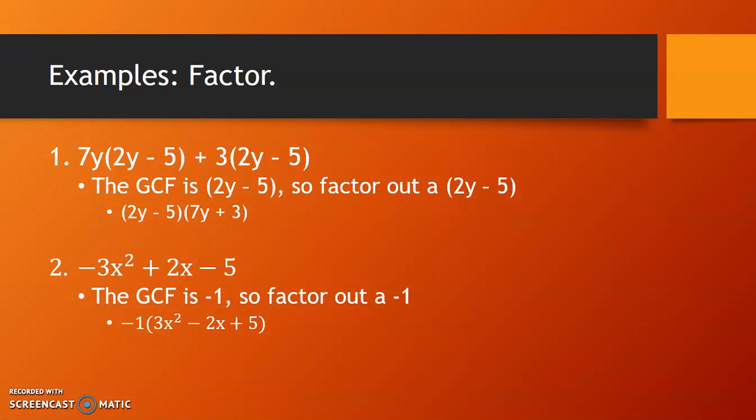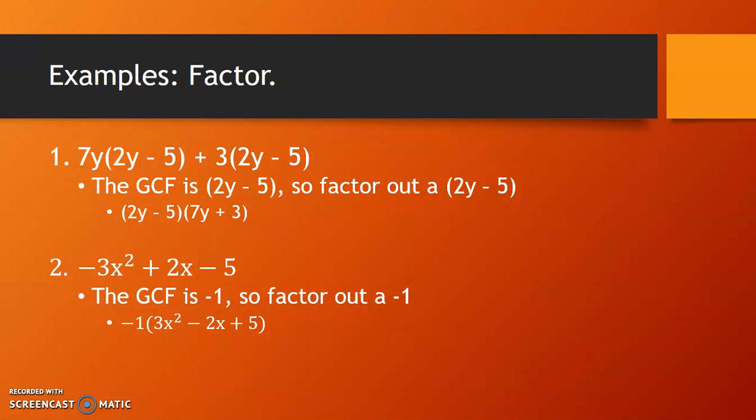For this one, negative 3x squared plus 2x minus 5, they don't share any numbers really, and they don't share any letters that you could pull out. But normally, if we're trying to factor or we want something to be in simplest form, we really like the leading term to be positive if possible. Because I have negative 3, what I'm going to do is pull out a negative 1 from everything, and that's going to change that negative 3 to positive 3. It's also going to change the signs of the next two terms as well.